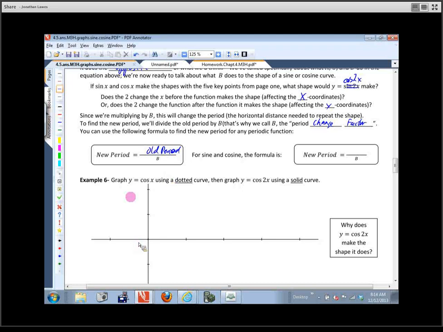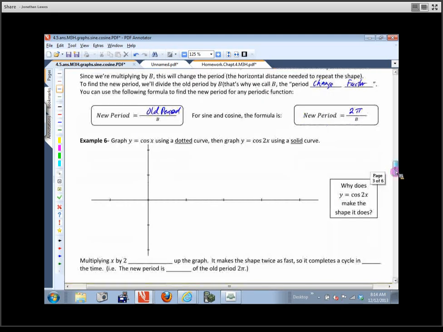Now, this is going to be true for all of the trig functions that we deal with, and we're going to graph tangent and cotangent and secant and cosecant. But for the time being, we're just dealing with sine and cosine. So what's the period on sine and cosine? 2 pi. So the period for sine and cosine is just going to be 2 pi divided by whatever b is.